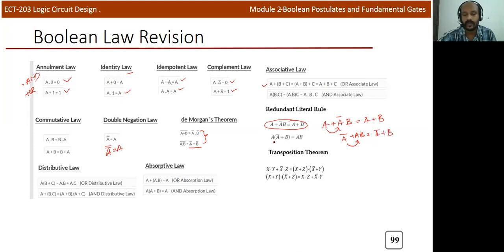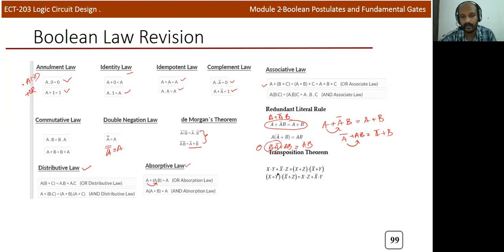The same thing we can apply in AND logic also: a bar plus ab. Here this term is equal to 0 by the complement law, so remaining is ab. This is the distributive law, and this is the absorption law. Here you can see a plus ab. The same variable is written in the first term and the second term, but in the redundant literal rule, the first term is a and the second term is a bar. The complement is written. That's the difference between the absorption law and the redundant law.